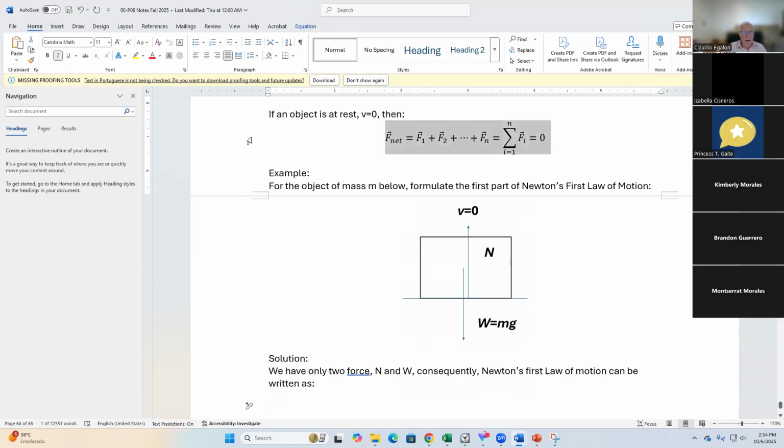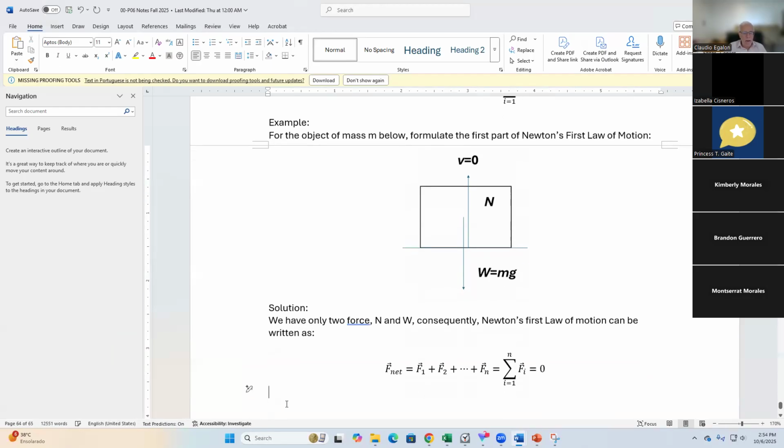I'm going to use this guy here. Net force is going to be F1 plus F2, right? Doing it step by step, F1 plus F2, only two forces. Let's say F1 is going to be the weight, and I'm going to use the vectorial notation. F2 is going to be the normal.